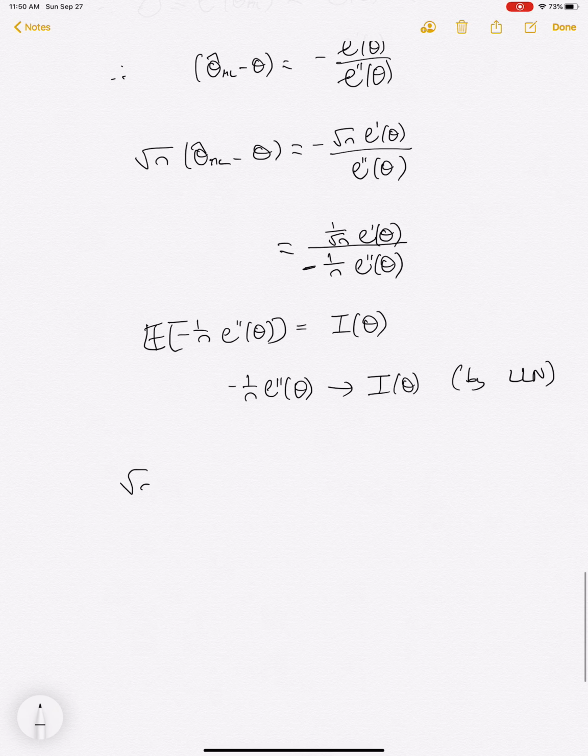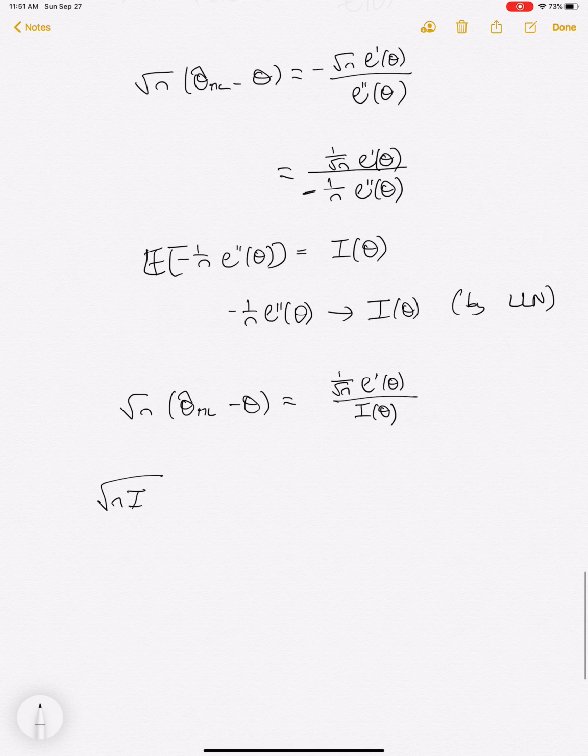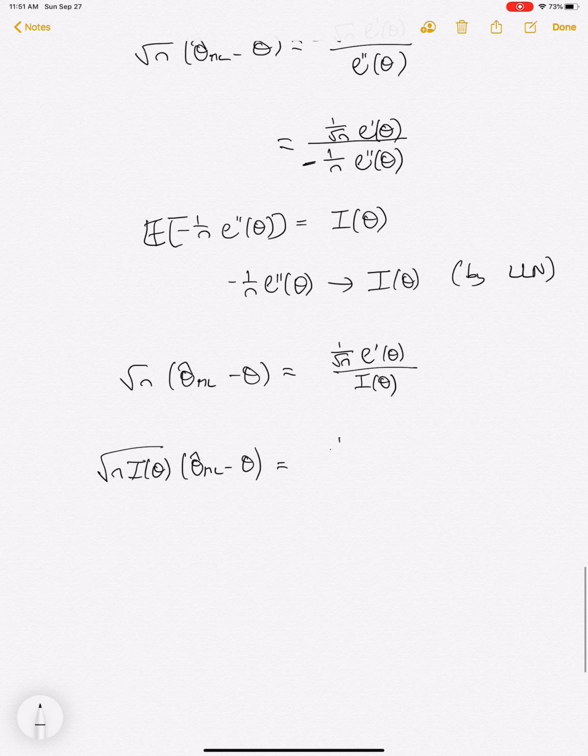So again, we're being a little bit hand wavy here, but you can say that this is approximately 1 over square root of n L prime of theta, and then on the denominator we're going to have I of theta. What I'm going to do now is bring over one of the I of thetas, because we kind of know what the answer should look like. So we're going to take one of the square roots here, and we get a square root of I of theta here. And what we want to show is that this term should converge to normal 0, 1.